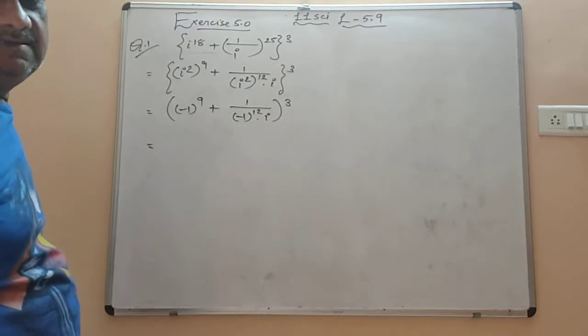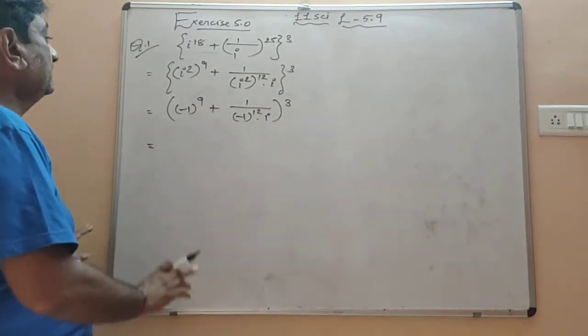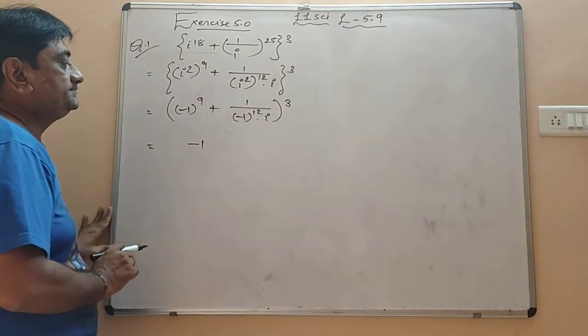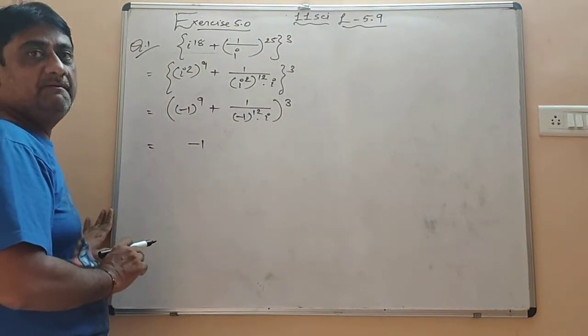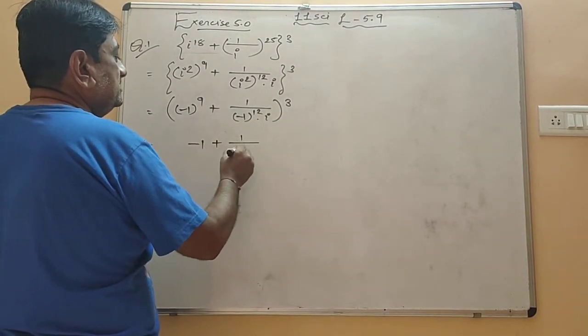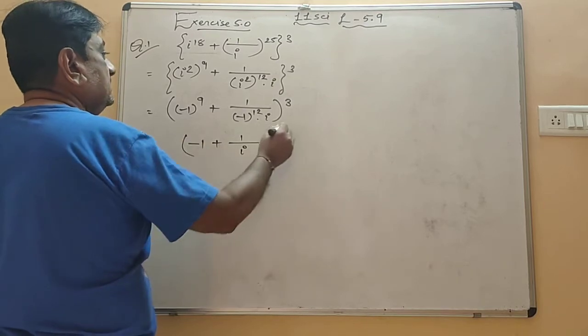Replacing i square by -1, so -1 raised to 9 is -1 because of odd power, and -1 raised to 12 is +1. So it is 1 upon i and raised to q.